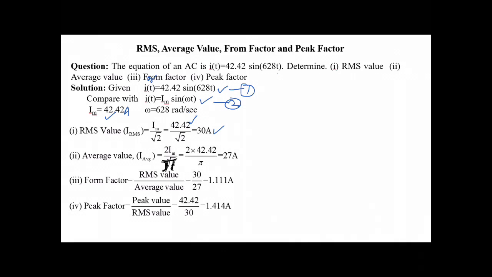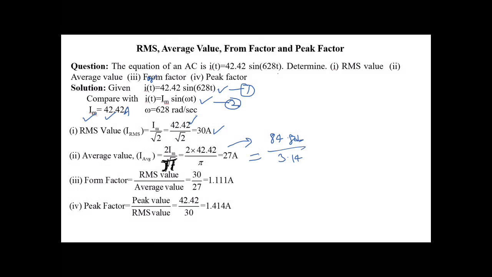Average value, I average equals 2 Im by pi. Let's substitute the value of Im here. So 2 into 42.42 divided by pi. So we get 84.84 divided by 3.14 equals 27 ampere.